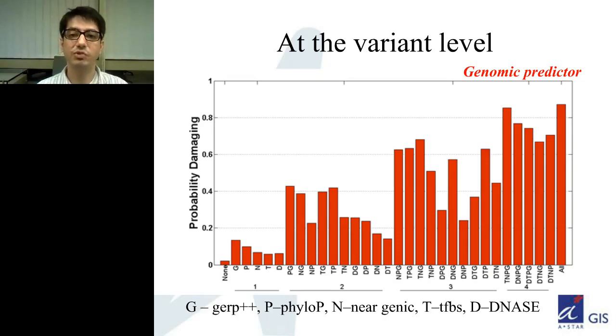If you focus on the extreme left, at the bottom where it says none, if a mutation is not considered conserved by GERP or phyloP, it's far away from any known gene, it is not considered a transcription factor binding site or a DNase hypersensitive site, the mutation there is very likely to be benign. The probability is near zero that it's damaging.